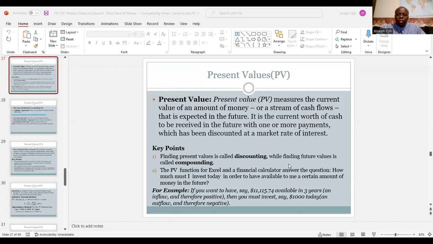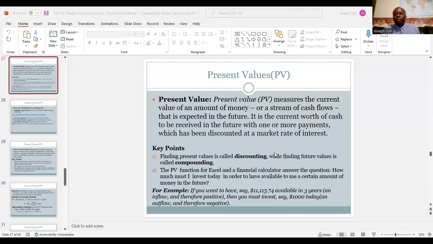In my previous lectures, we were working on future values of an investment. Now, let us look at present value, which means basically a way of measuring the current value of an amount of money or a stream of cash flow that is expected in the future. So present value basically tells us the value of an asset now rather than in the future.